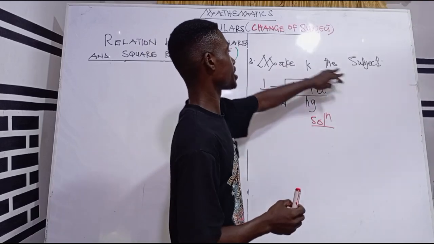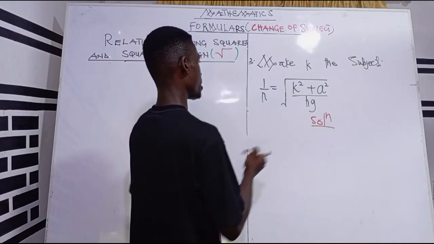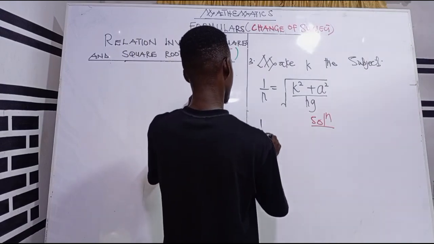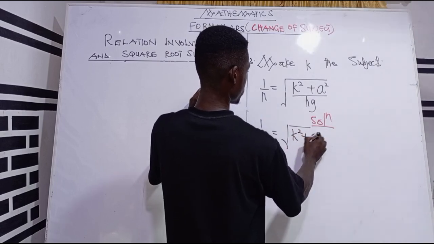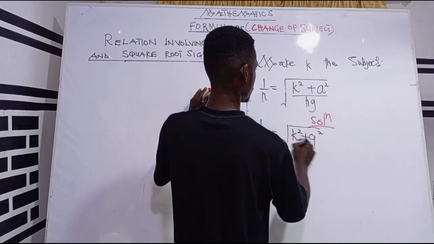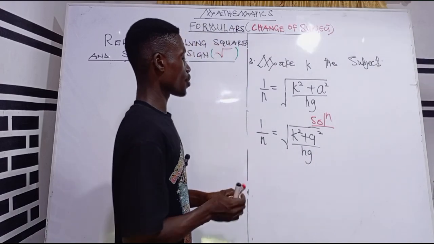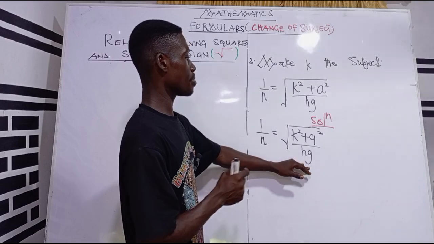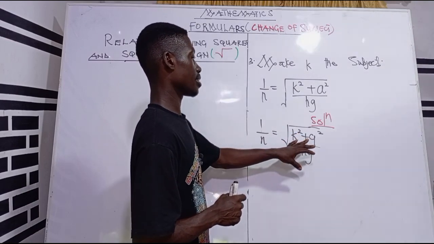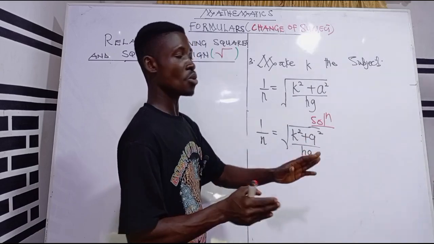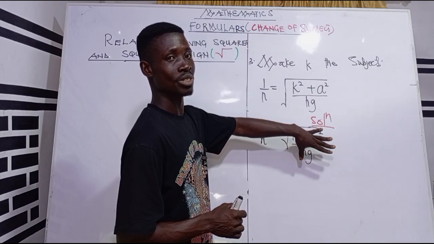So we have to make k the subject of this equation, okay? So let's rewrite our question. We have 1 over n. So we have this as our formula, but realize that the variable that we want to make the subject, to stand alone, is squared, and it is under the radical sign or the root sign.